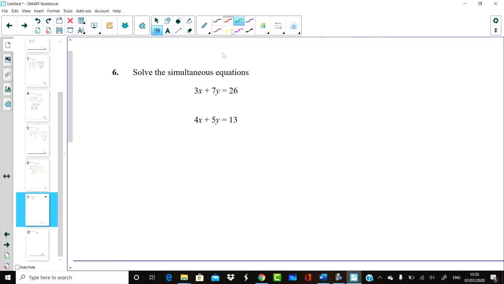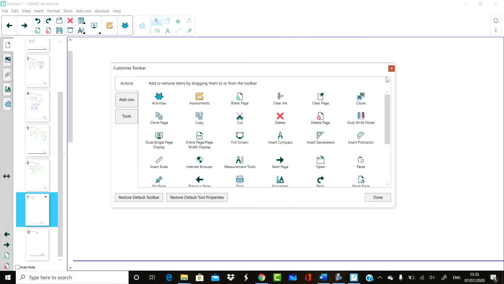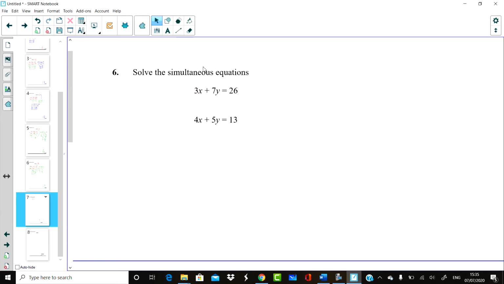So I need to find a common multiple between 7 and 5. And that common multiple is 35. So in order to get that 7 to 35, I'm going to multiply this by 5, and I'm going to multiply this one by 7.